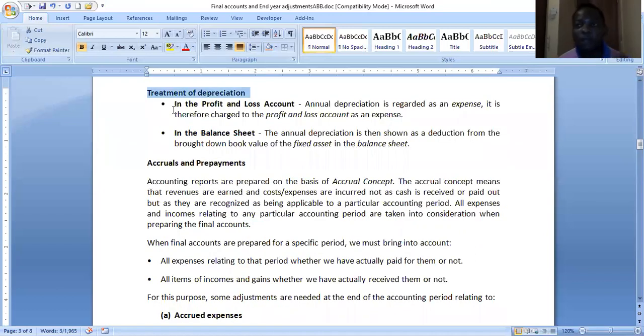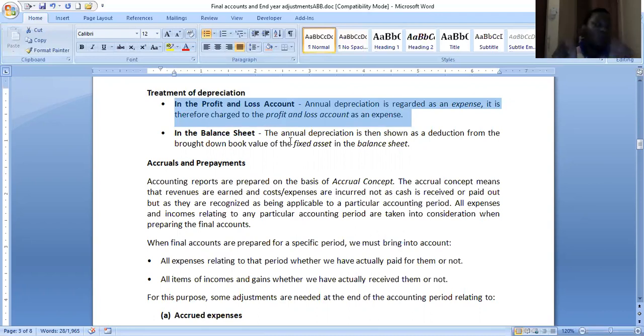So for these adjustments, they have to be incorporated twice in the books of accounts, so that in the end we have our balance sheet balancing. So for each adjustment, it has to go twice in the books of accounts. Therefore, for depreciation, the two adjustments are, first, in the profit and loss account. In the profit and loss account, depreciation will be shown as an expense. Where you have the other expenses, we need to see depreciation also listed there as an expense. So depreciation is an expense to the business.